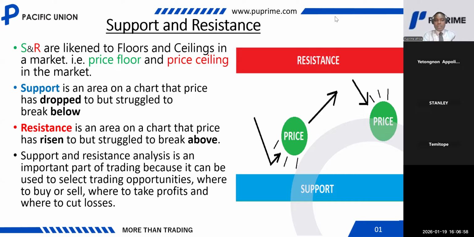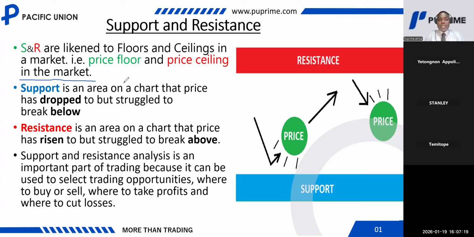So what's a support? What do you call support and resistance? We say that support and resistance are likened to floors and ceilings in the market, that is, price floor and price ceiling in the market. You can see the writing in the manual I'm reading from. So they are likened to price floor and price ceiling.